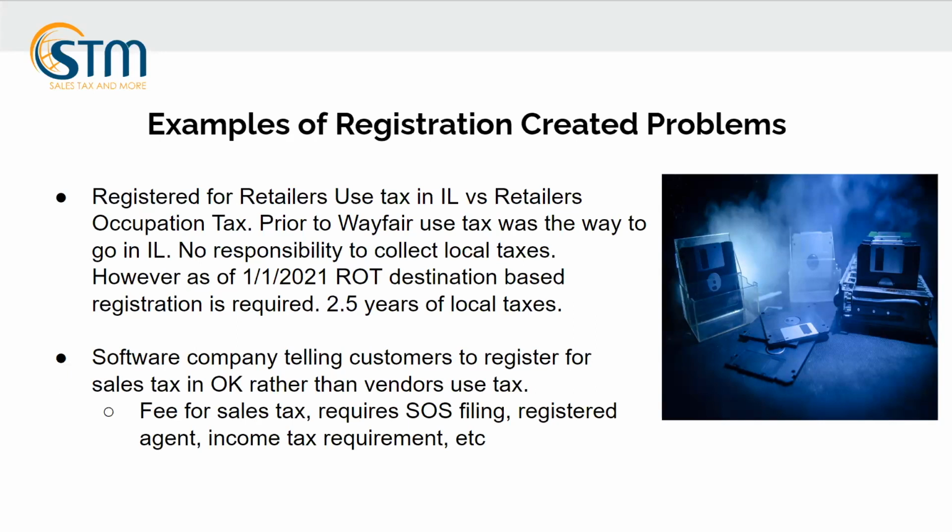All right, a second example here. There was a software company out there, for whatever reason, they could not file the Oklahoma vendor's use tax form. I just don't know why. And because of that, they told everyone to go out and just register for sales tax. It's no big deal. Well, it is a big deal. You register for the vendor's use tax, which is what you're supposed to be registering for as a remote seller.